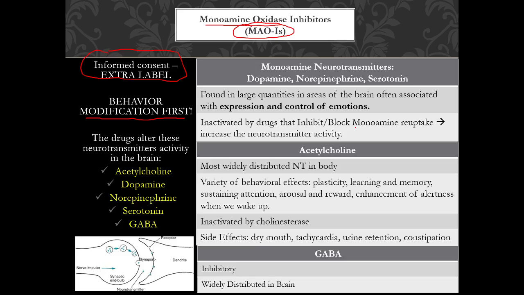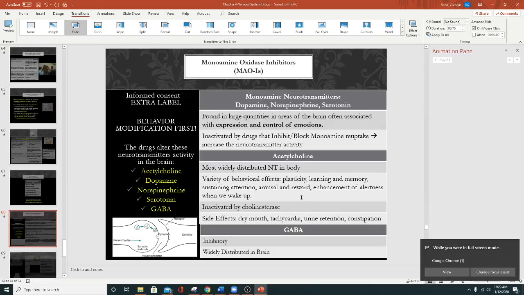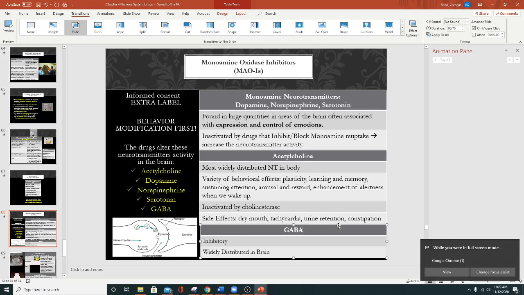GABA is inhibitory. It's also widely distributed in the brain. I'm going to go out of this and make sure that I have all of this chart up here. Yes, I do. Okay. So that's what I have for GABA.